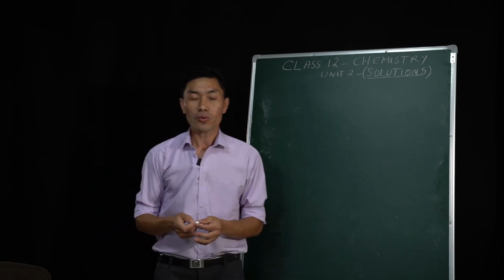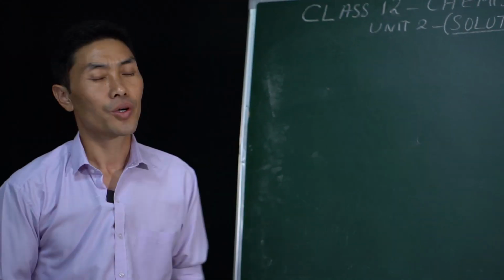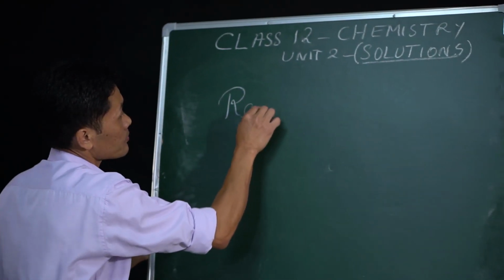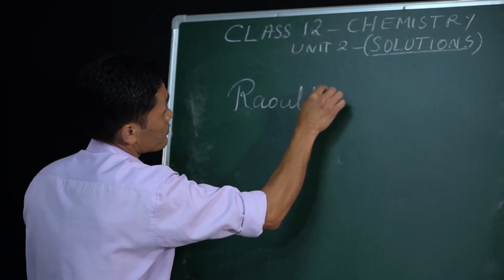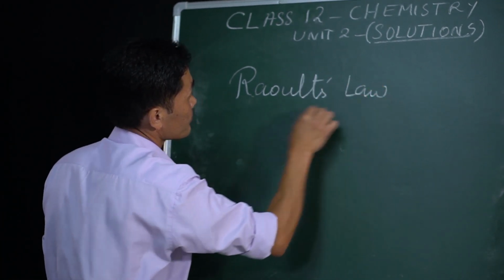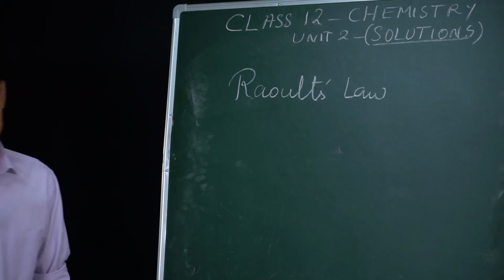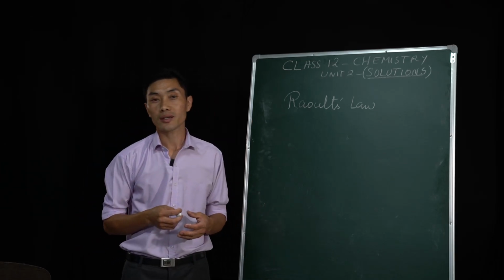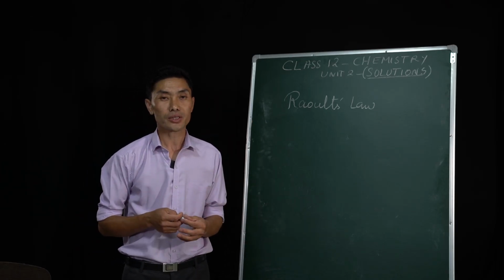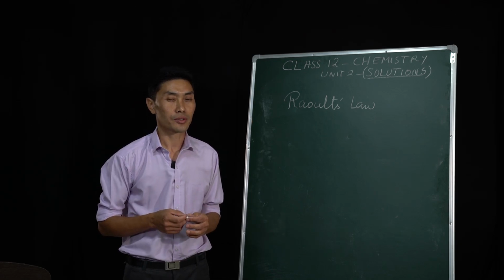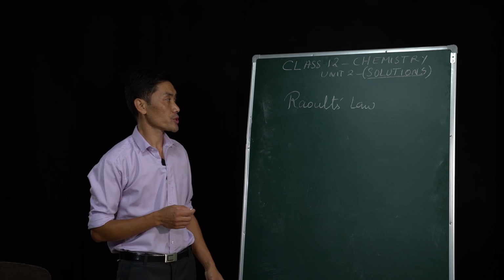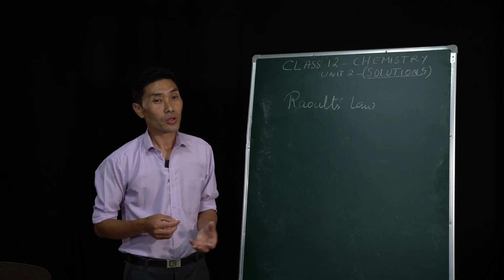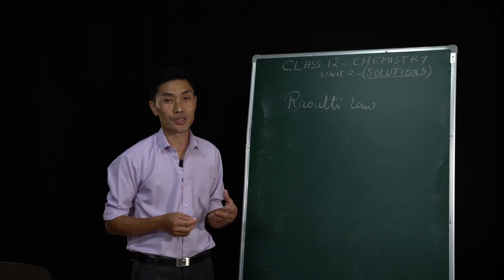There is another law apart from this Henry's law, which is called Raoult's law. This Raoult's law gives us a relationship between the partial vapor pressure of a component in a solution and its mole fraction in the solution. So in its general form, Raoult's law can be stated like this.